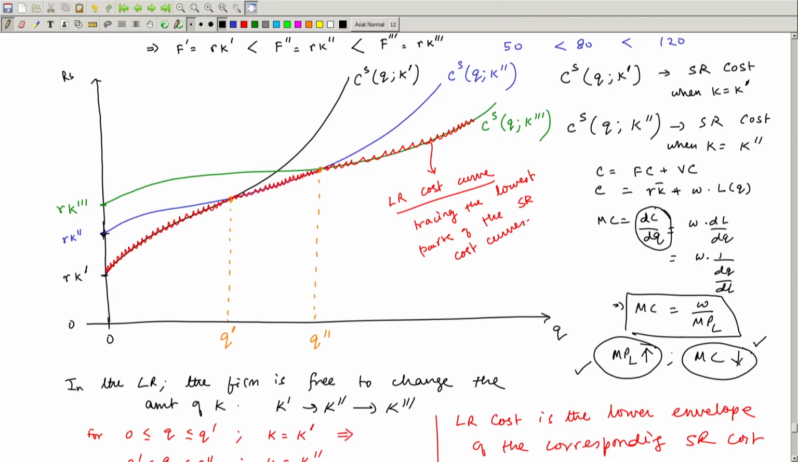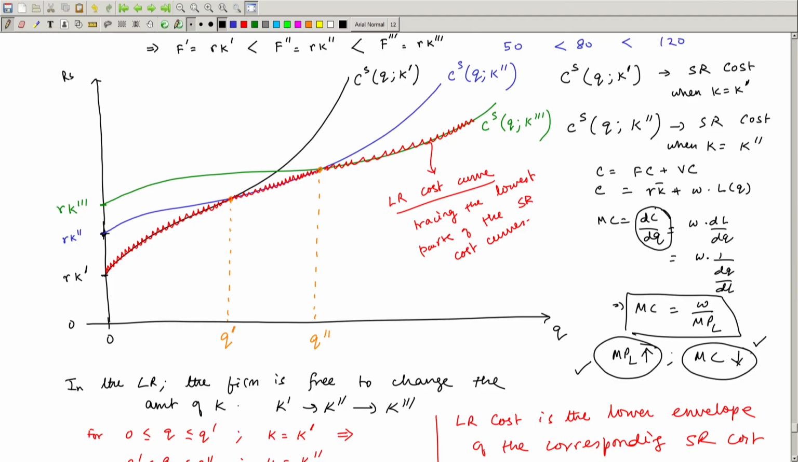So, the k double prime short run cost curve is going to be a lot flatter than the k prime short run cost curve. The k triple prime short run cost curve is going to be a lot flatter than the k double prime short run cost curve, which in itself is a lot flatter than the short run cost curve corresponding to k prime amount of capital.